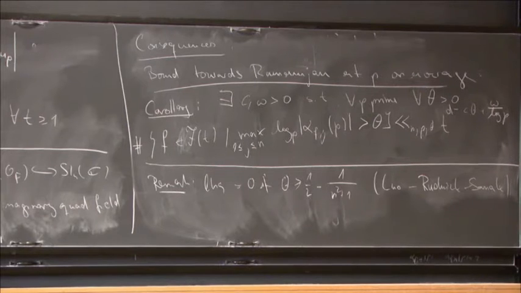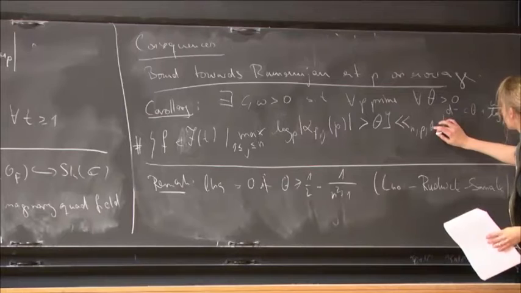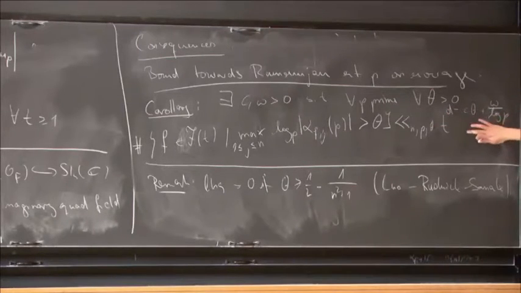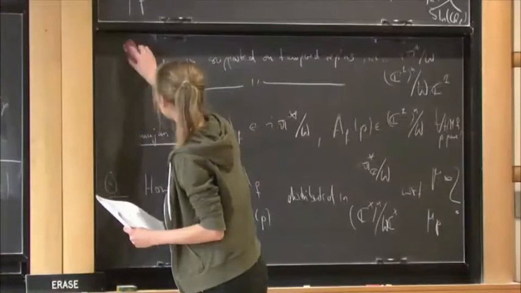So for general n, this was not known before. But you see, this only becomes meaningful if p is large compared to theta to the -1. So the other consequence following.